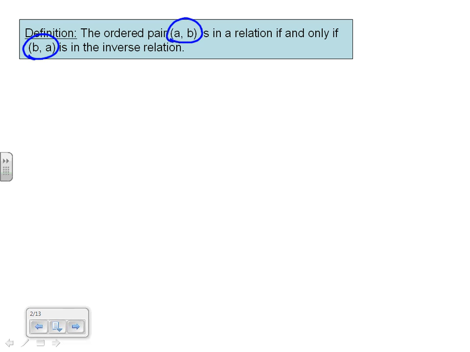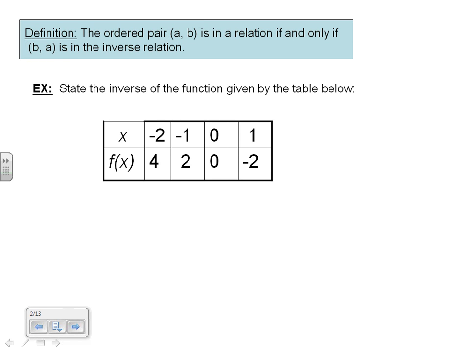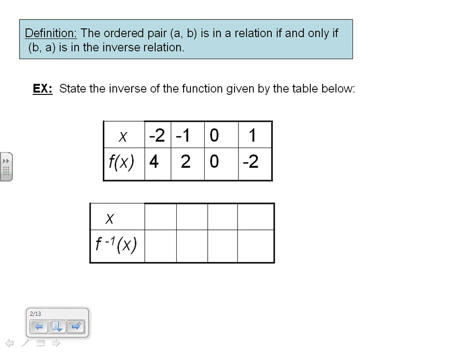This is going to have ramifications when we're looking at a function itself, but when we're looking at a table, this is going to be awfully nice. So let's try this one together. Here's a function I made up with some data points: (-2, 4), (-1, 2), and so on. And we're going to write the inverse for this table.